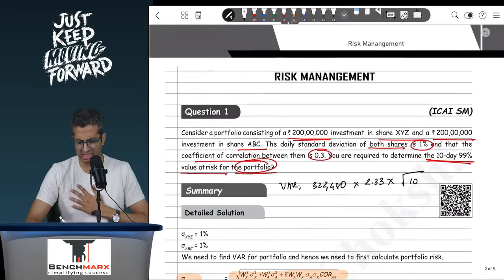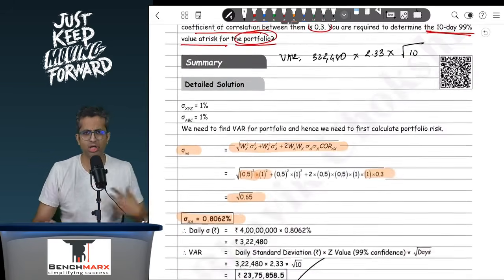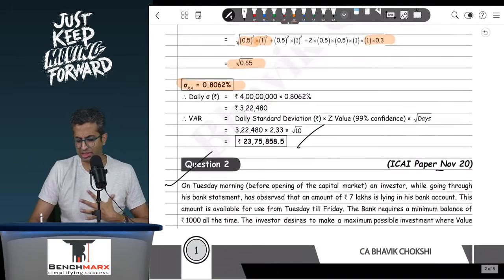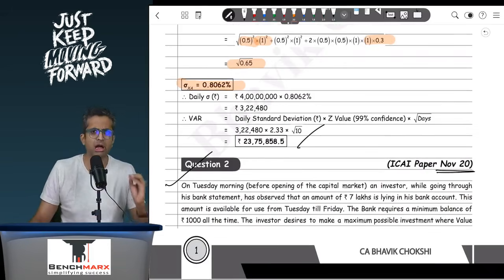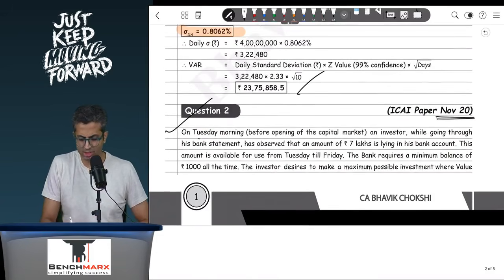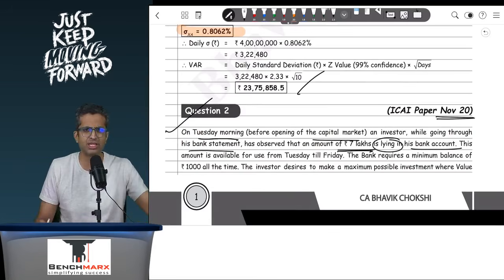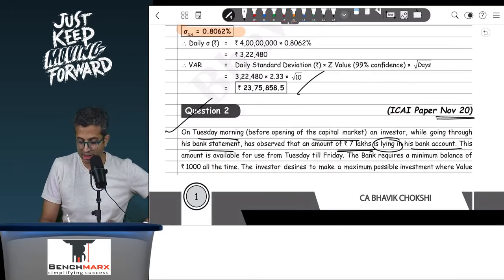Now this is a fairly easy and scoring question, but what comes in the exam, let's say in the November 20 paper or also in the May 23 paper, is a slightly different setup. So let us review this once. On Tuesday morning, before the opening of the capital market, an investor, while going through his bank statement, has observed that an amount of 7 lakhs is lying in his bank account. So when is he seeing that? On Tuesday morning, this amount is available for use from Tuesday till Friday.